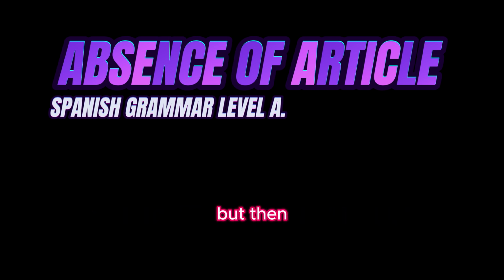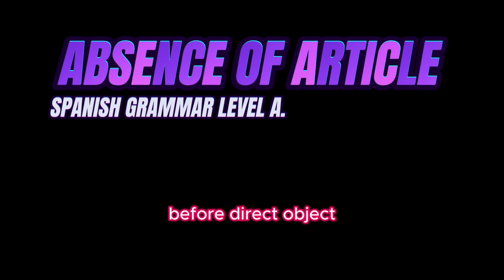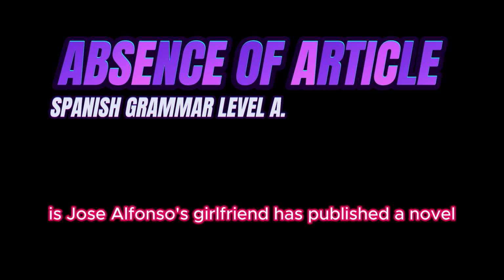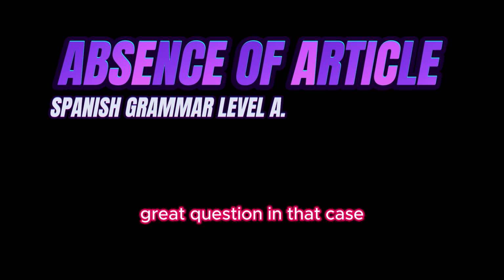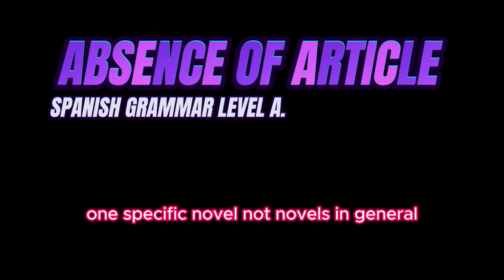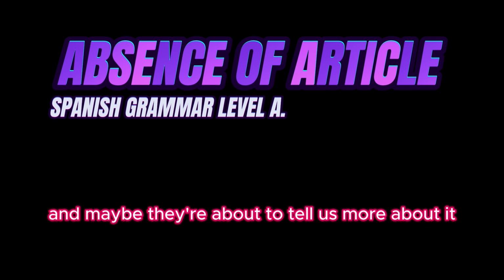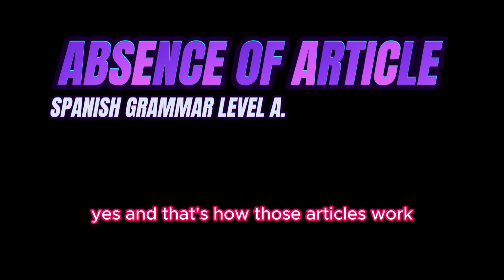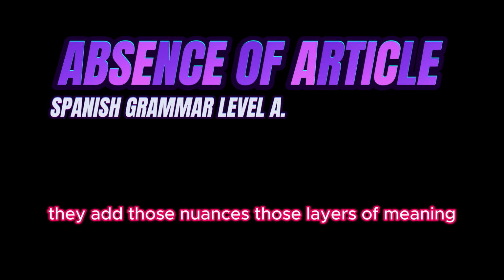Okay, that makes sense. But then the text also gave an example where you do use un before a direct object. La novia de José Alfonso ha publicado una novela. José Alfonso's girlfriend has published a novel. So why is that? What's the difference? Great question. In that case, it's highlighting that she's published one specific novel, not novels in general. Ah, so it's that specificity again? Exactly. It's like saying she's published this one particular novel and maybe they're about to tell us more about it. Right, like it's important to the story. Yes. And that's how those articles work. They might seem small, but they can change the whole meaning of a sentence. They add those nuances, those layers of meaning.